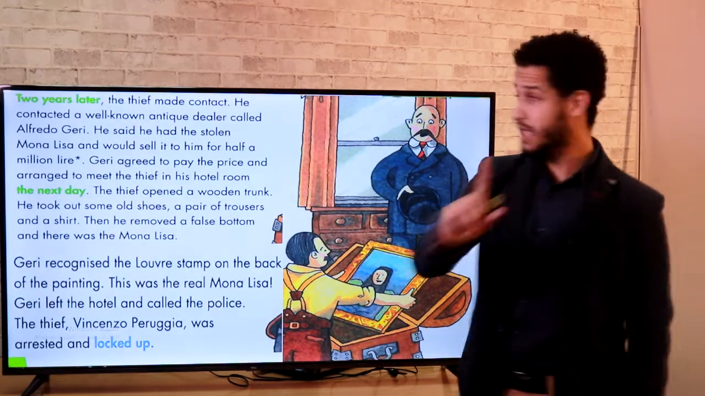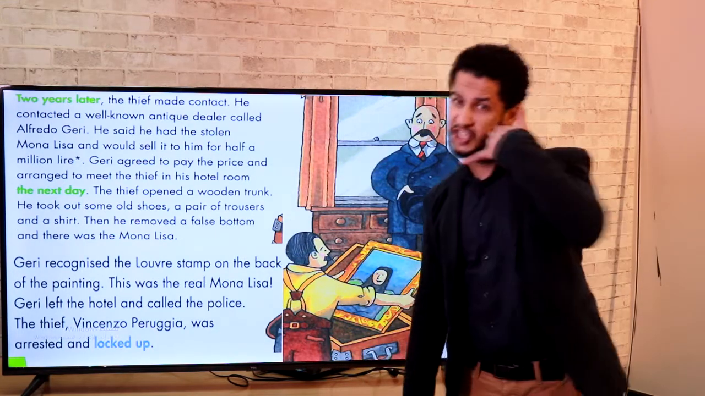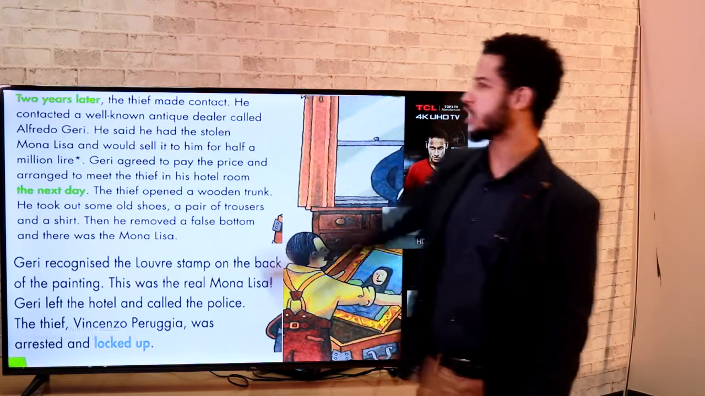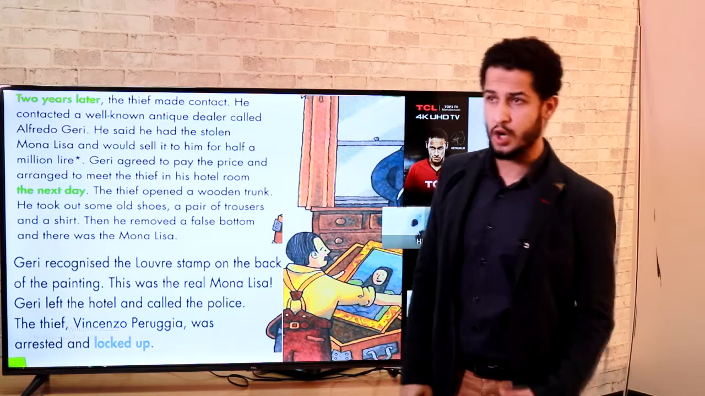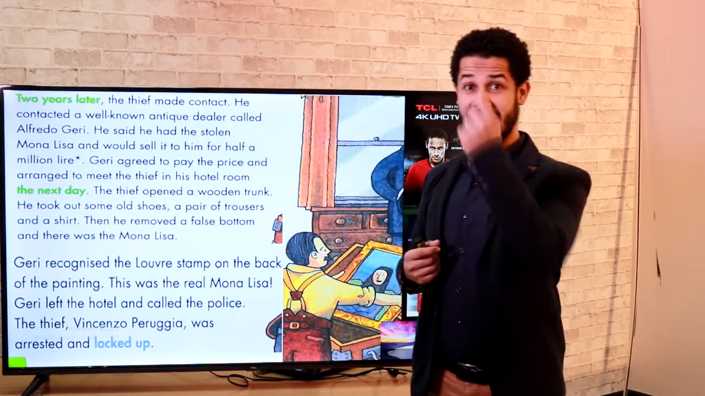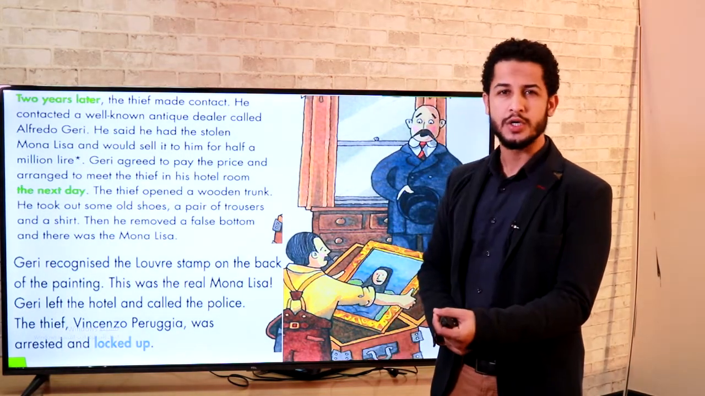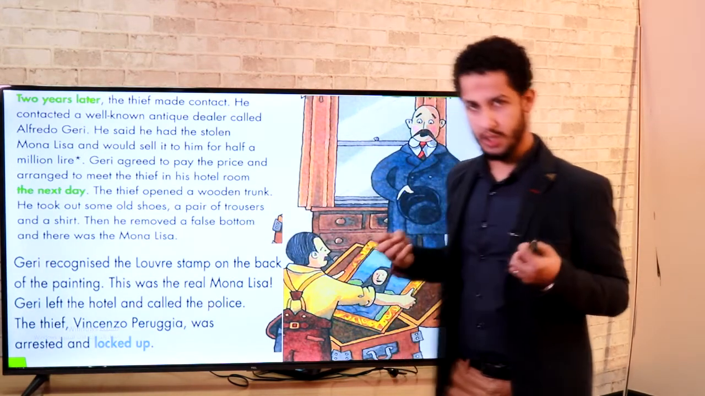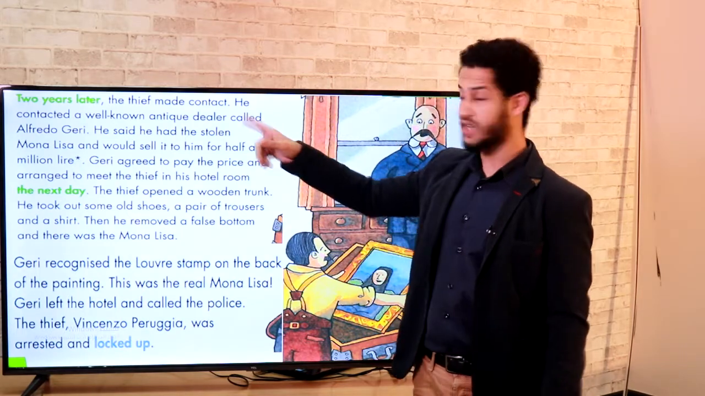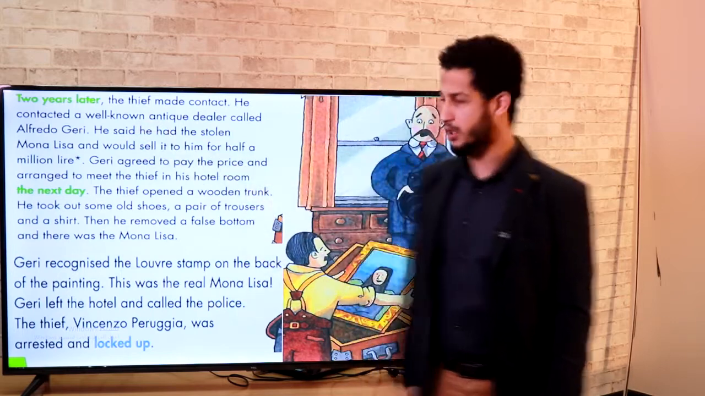After 2 years, the thief made contact. He contacted a well-known antique dealer. What's the meaning of well-known? Well-known means famous. Antique means old, valuable things. And dealer means someone who, like a trader, gives money to take goods, okay? So the thief, after 2 years, contacted a well-known antique dealer called Alfredo Jerry, okay?